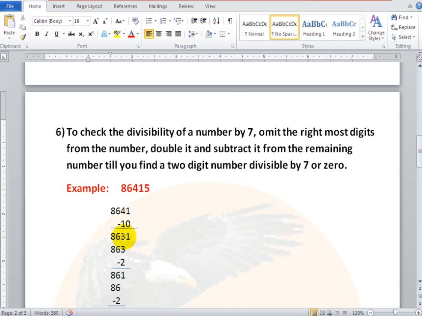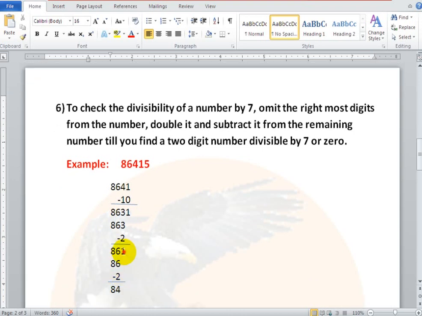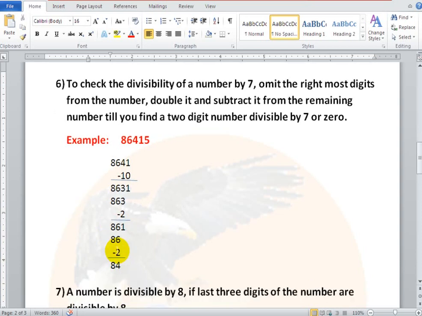Again we have to omit the last digit, that is 1, and subtract its double from the remaining digits. So the remaining digits in this case are 863 and the double of 1 is 2. When you subtract, you will get 861. Again we will omit the rightmost digit from this number, double it and subtract it from the remaining portion, and the remaining portion in this case is 86. So 86 minus 2 will give you 84, and we know that 84 is divisible by 7.